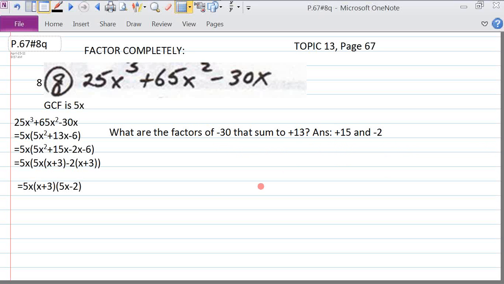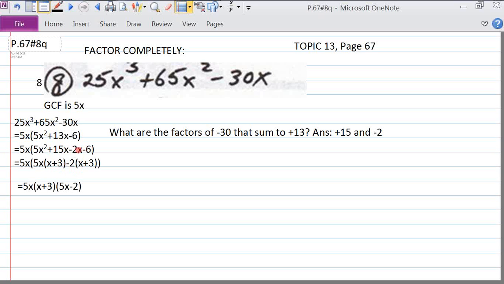So plus 15 and minus 2 multiply to give you minus 30, and plus 15 and minus 2 sum to give you plus 13. So now what I do is, instead of writing 13x here, I write plus 15 minus 2. Okay, so we now have 4 terms, and I factor by grouping now. And out of the first 2 terms, I'm going to take 5x. 5x times x gives me the 5x squared. 5x times plus 3 here gives me the plus 15x.